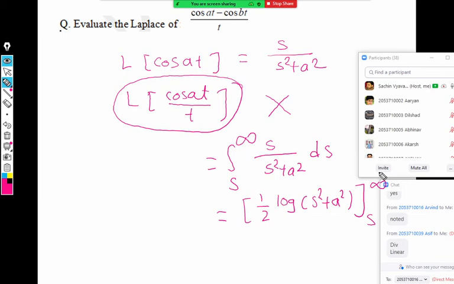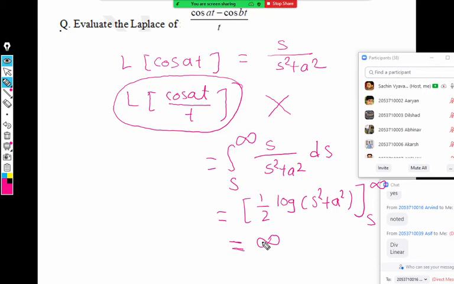And now the problem happens here. If you replace the upper limit, what is the value of log infinity? It is undefined. It remains infinity only. Log of infinity is infinity. So the Laplace of cos AT upon t is not defined. Because of that, the question is asked in this way, so that the Laplace exists. It is not like sin AT upon t. Laplace of sin AT upon t exists, but Laplace of cos AT upon t does not exist. So we have to do it together so that the Laplace will exist.